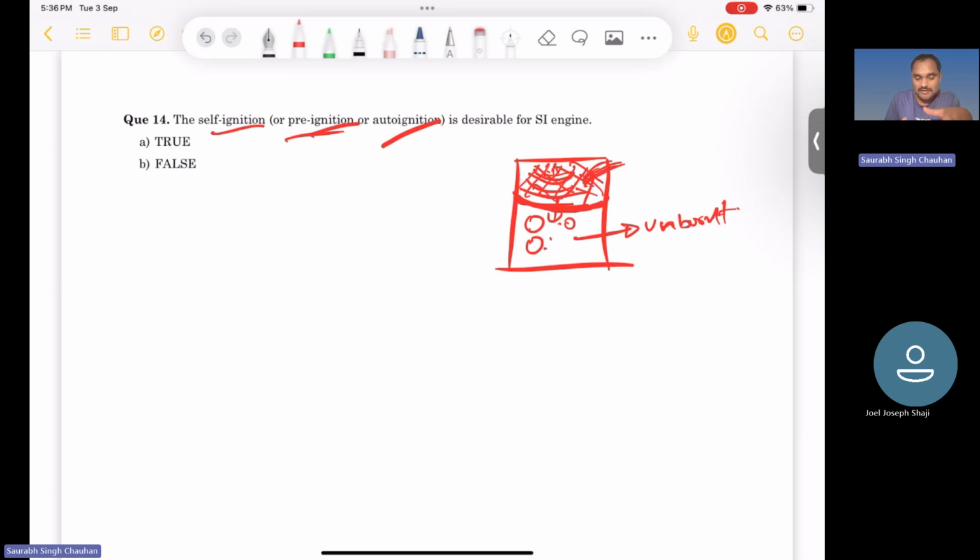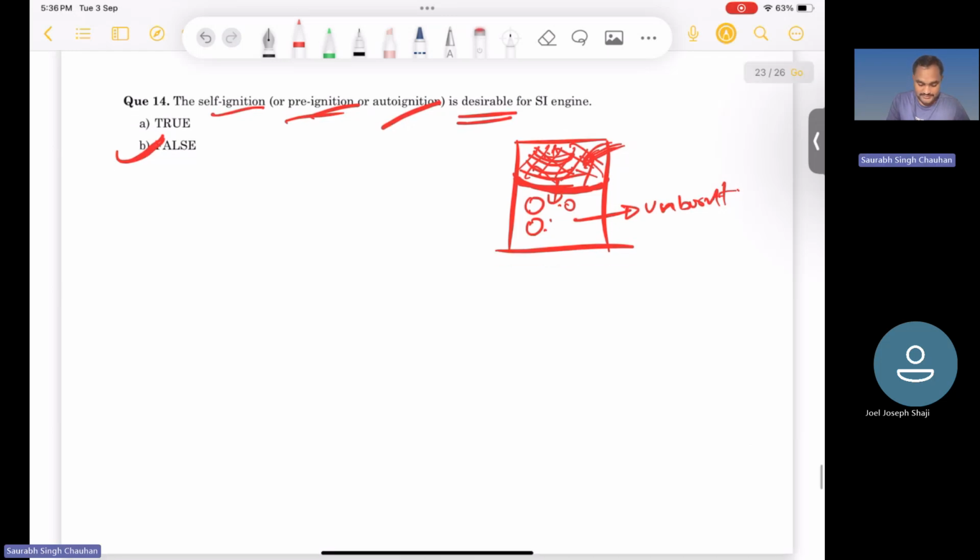Okay, so there are some different types of ignitions, and we don't want these types of ignitions. We want ignition because of the spark plug. So is it desirable? No, it is not desirable, so the statement is false. I hope these things are clear. So we'll move to the next question.